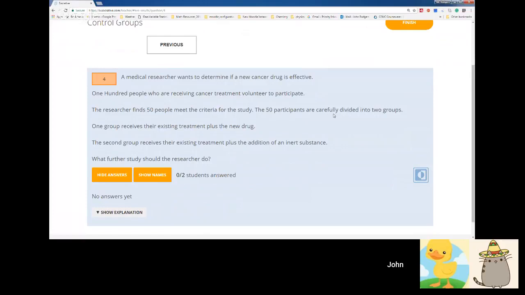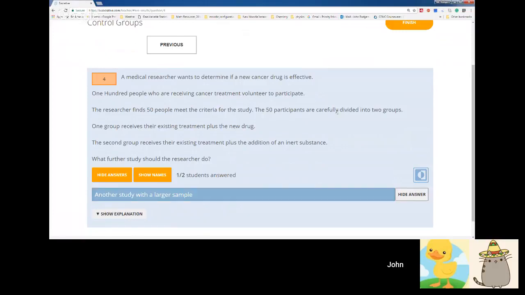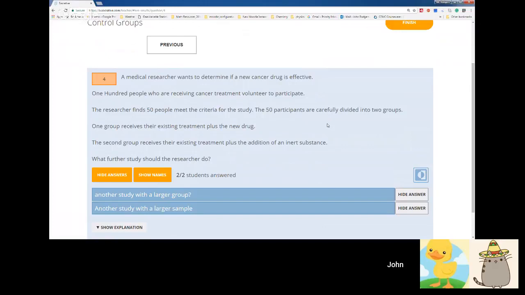Okay, no answers yet. What should the researcher do at this point? So it looks kind of promising, a little bit more remission. What should the researcher do? Oh, look at that. Exactly the same answer from two people. Who would have guessed? What are the odds? It correlates. Another study with a larger group, a larger sample, is exactly what the researcher should do.